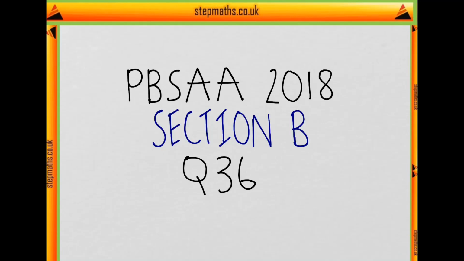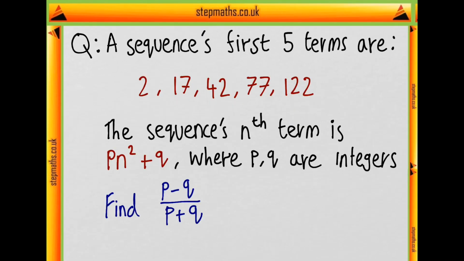This is question 36 from section B of the 2018 PBSAA paper. In this question, we're given a sequence and told its first 5 terms are 2, 17, 42, 77 and 122. And we're additionally told the sequence's nth term is given by the formula Pn squared plus Q, where P and Q are integers. And we're asked to find P minus Q over P plus Q.